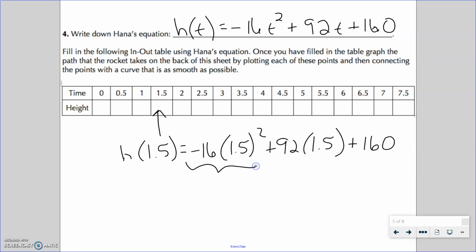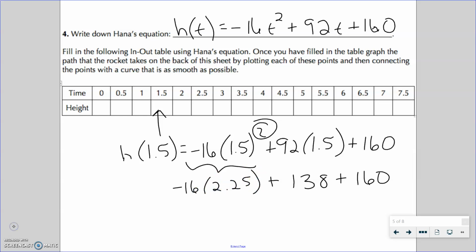This part right here is going to trip you up, okay? 92 times 1.5, again, I'm doing it off to the side on my calculator over here. That's not a big deal. The 160 is not a big deal. Please be careful with this first section, though. You do not want to do negative 16 times 1.5 first, because exponents come first in PEMDAS. So you need to figure out 1.5 squared in your calculator, which I get 2.25, and then multiply that by negative 16.